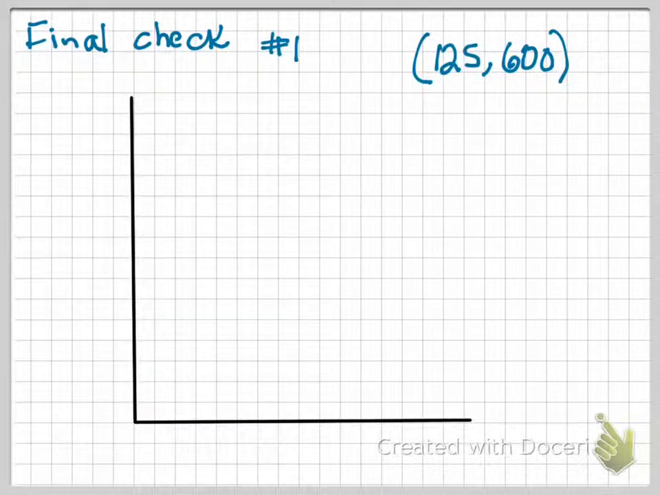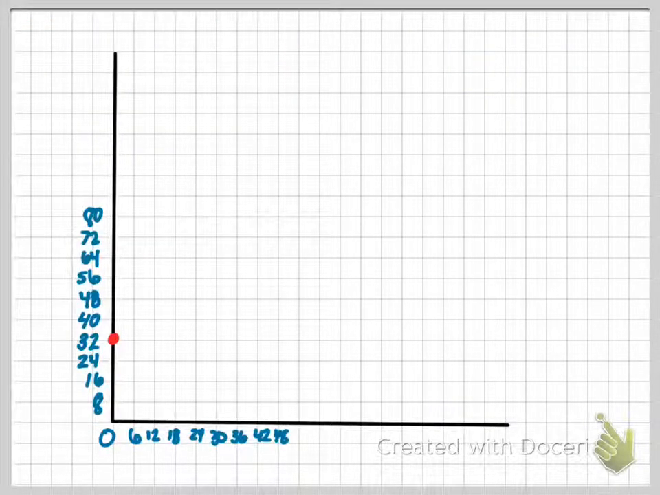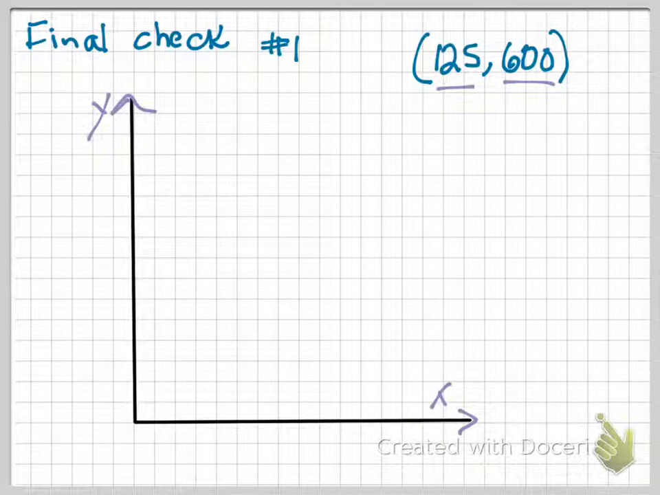Okay, I want you to do final check for understanding number 1 and 2. For number 1, you're going to be figuring out what the scale is by looking at these two numbers and writing in that scale and plotting that point. And then for number 2, you're going to be writing the ordered pair that's represented by the red dot. So go ahead and pause it and do both of those, and then unpause it and check your work.